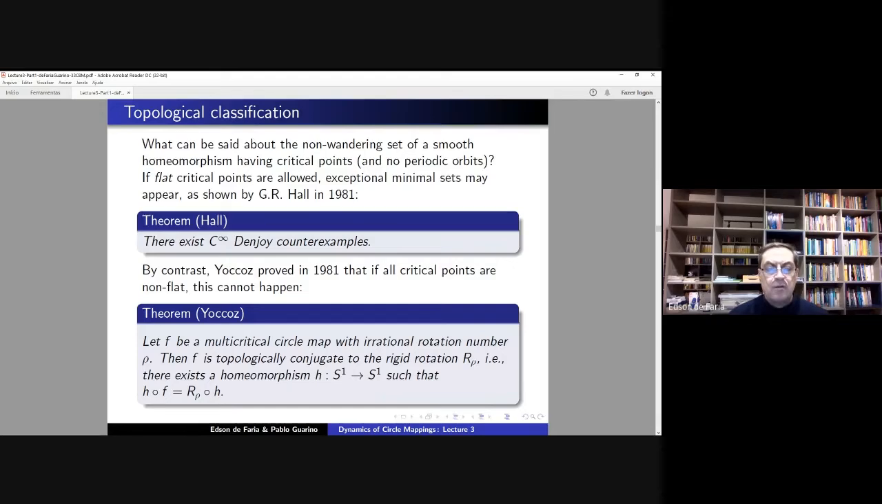So if you have a multi-critical circle map with a rational rotation number, then it's always topologically conjugate to the rotation with that rotation number. Okay, there exists a homeomorphism of the circle which conjugates F with the rotation by rho.